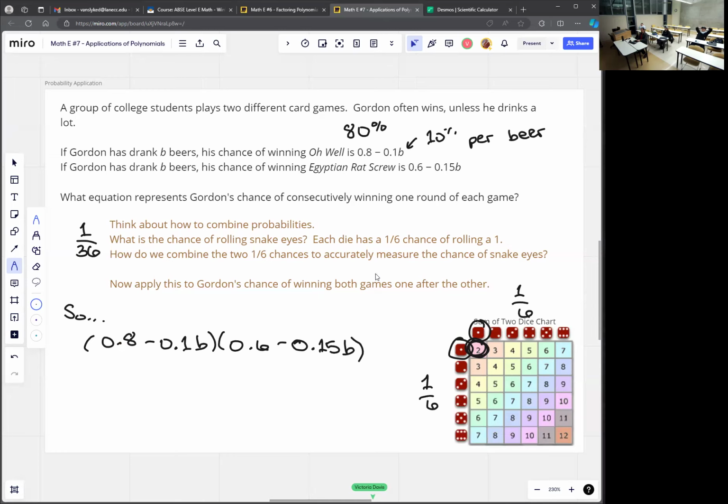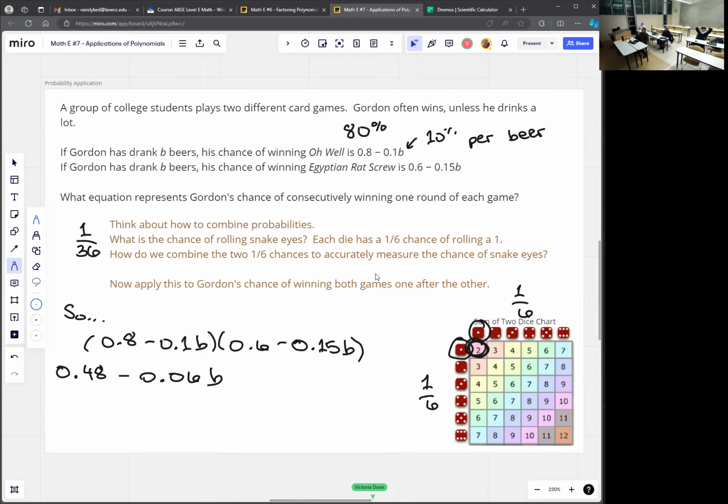The first, 0.8 times 0.6, 6 times 8 is 48, 2 decimal point scoots, so we have 0.48. Everyone okay with that? Inside, 0.1 and 0.6. The 0.1 is going to move the decimal point by 1 in a smaller way, so we get minus 0.06 of b's. Check that on a calculator if you don't trust me. Why does 0.1 do that?